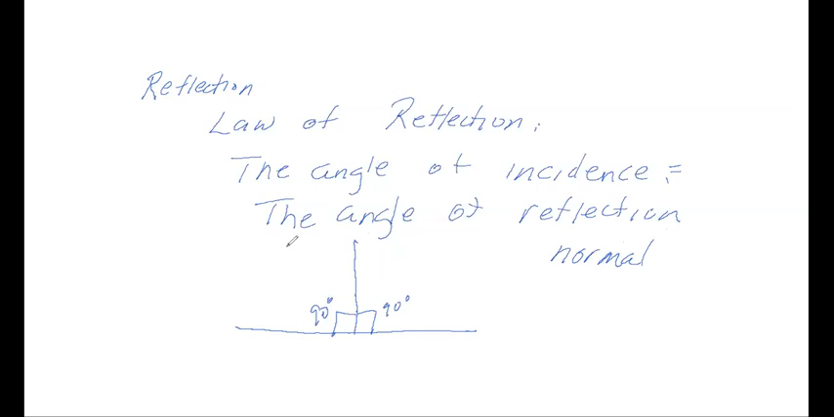Okay, if I have an incoming light ray here and an outgoing light ray there, these are supposed to be theta and theta. They're supposed to be equal. My drawing skills are not that great. So this is incoming, that's outgoing. The incoming is called the angle of incidence. The outgoing is called the angle of reflection. And so the law of reflection states that the angle of incidence equals the angle of reflection.